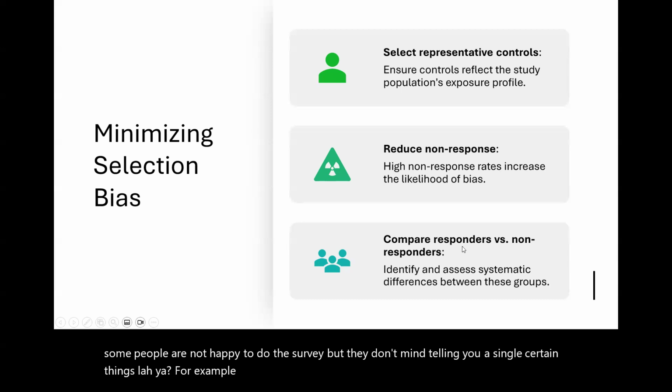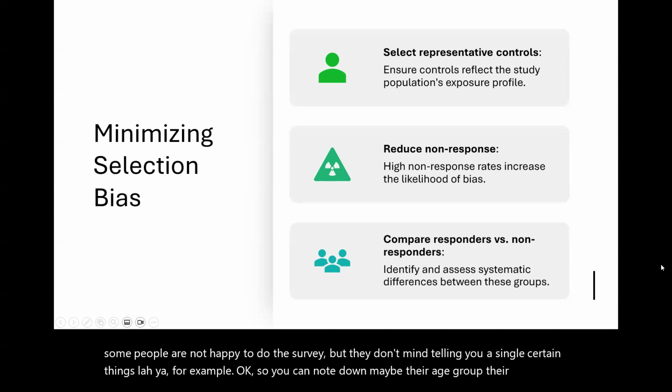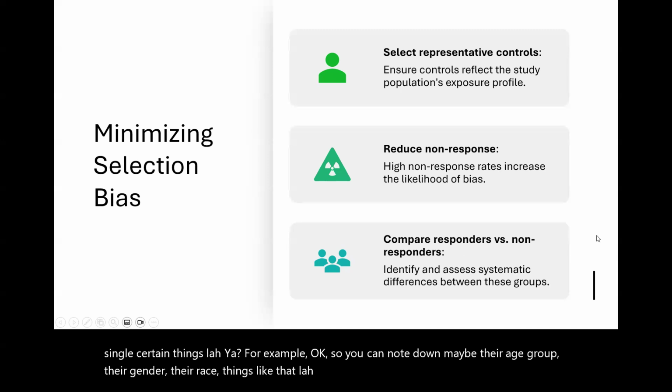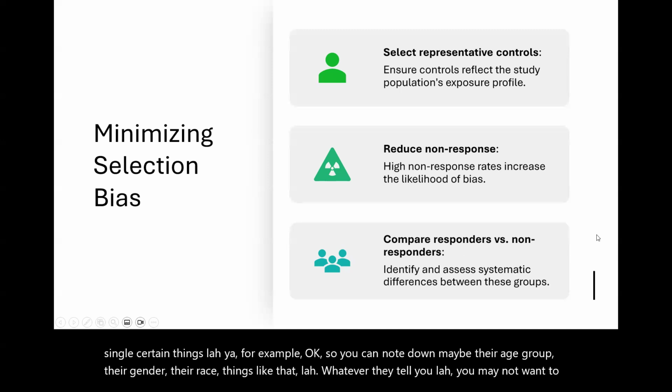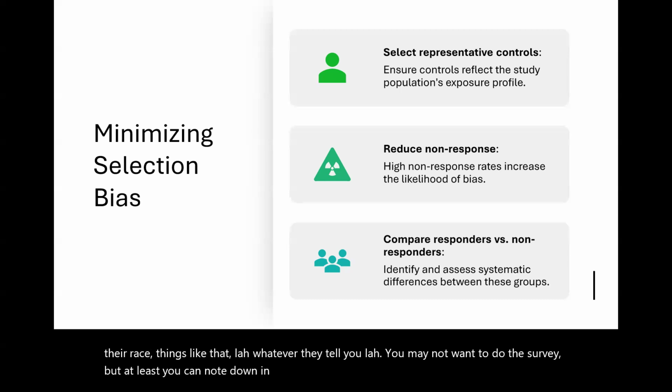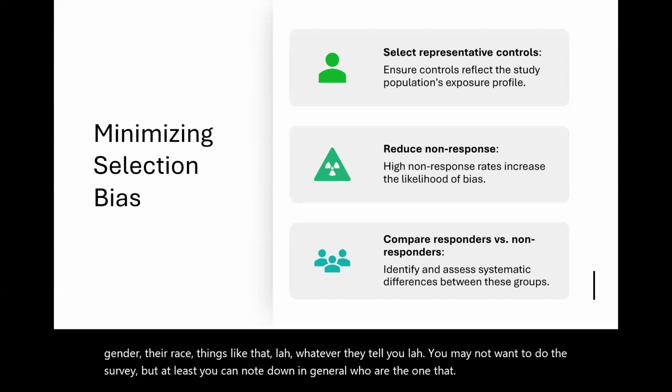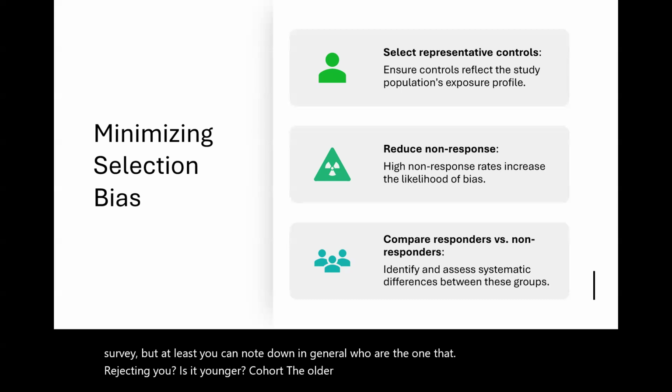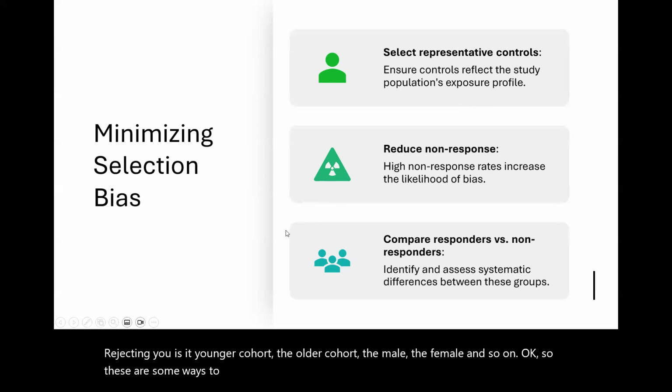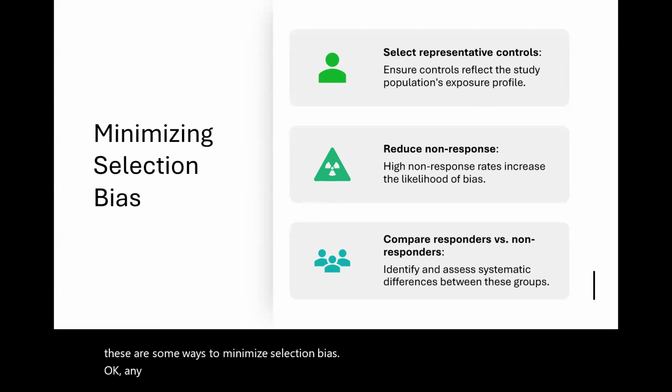Okay, so you can note down maybe their age group, their gender, their race, things like that. Whatever they tell you. You may not want to do the survey, but at least you can note down in general who are the ones that is rejecting you. Is it younger cohort, the older cohort, the male, the female, and so on? Okay. So these are some ways to minimize selection bias. Okay, any questions? Okay, don't worry, later I have questions for you.